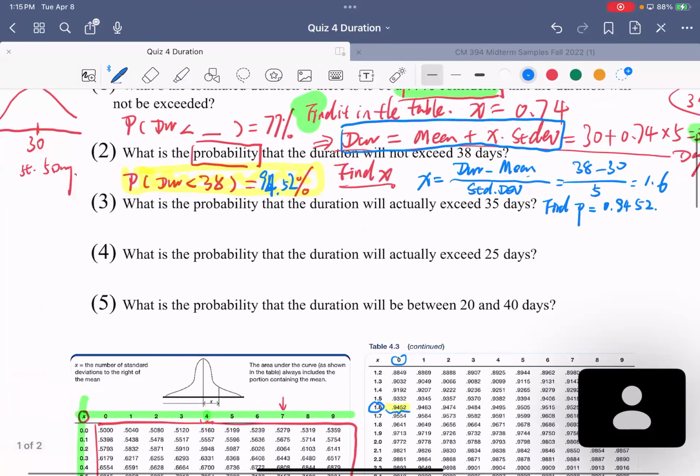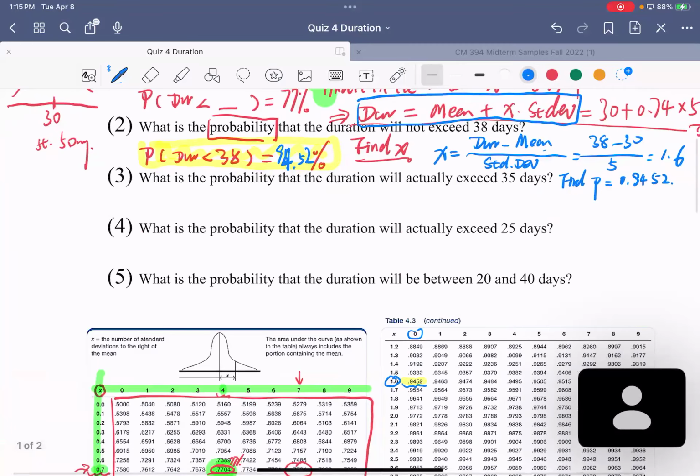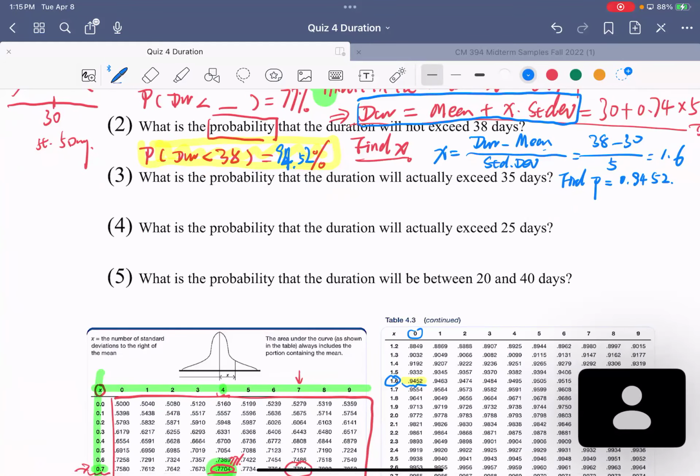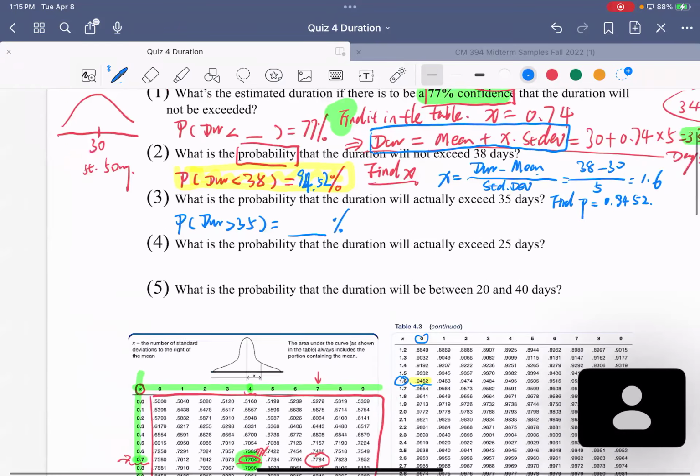So let's move into the third one. The third one is the probability that the duration will be more than 35 days, right? So the duration will be more than 35 days.